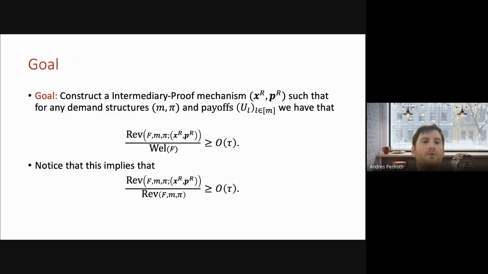So our goal will be to find a mechanism such that for any demand structure, and any payoff that the intermediaries could have, given the properties that we previously described, it will achieve a constant factor of the welfare. And because of that, it will mean that it will achieve a constant factor of the optimal revenue, had we implemented the revenue maximizing mechanism given the demand structures and the particular utility functions of the intermediaries.